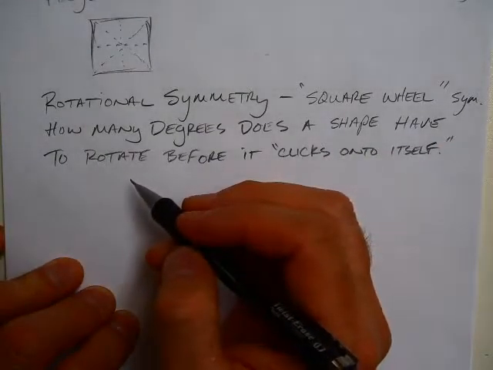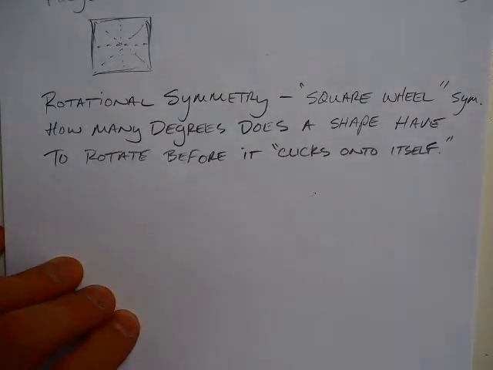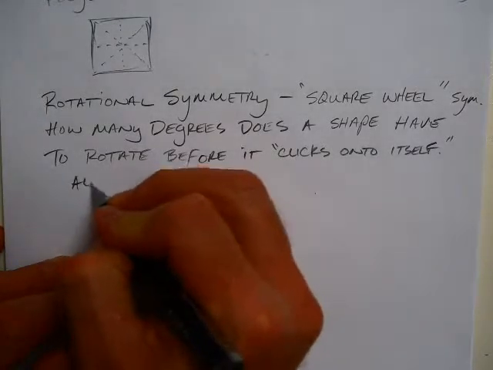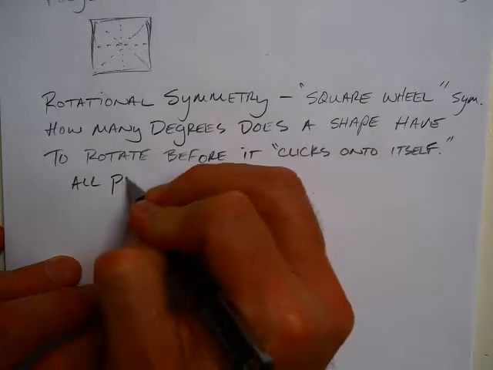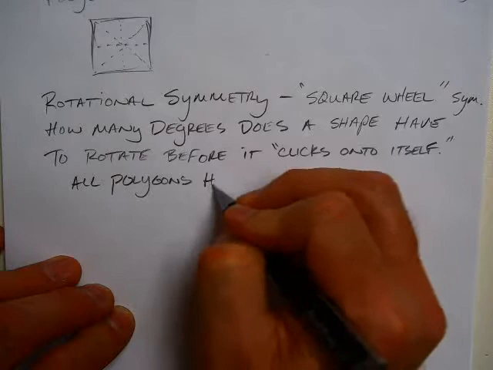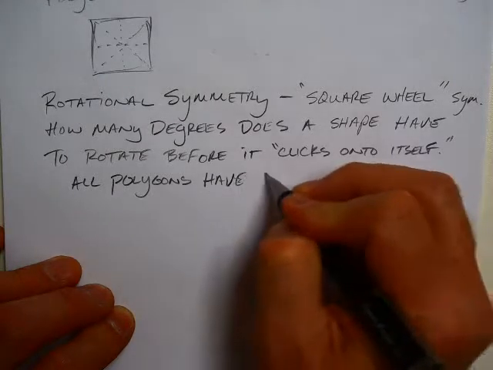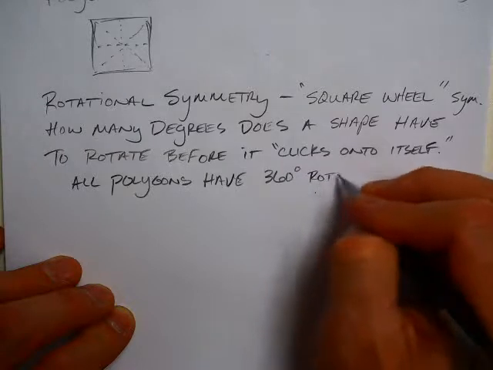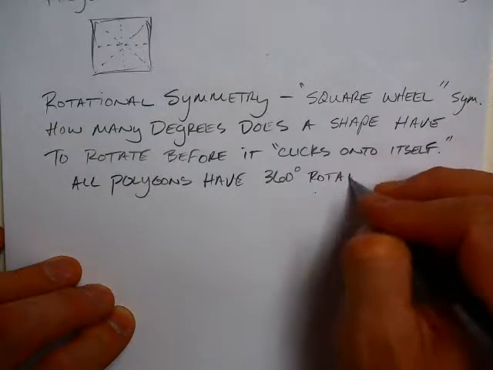All shapes will click back onto themselves. All shapes have 360-degree rotational symmetry. Some have less than that. So all shapes, all polygons, have 360-degree rotational symmetry.